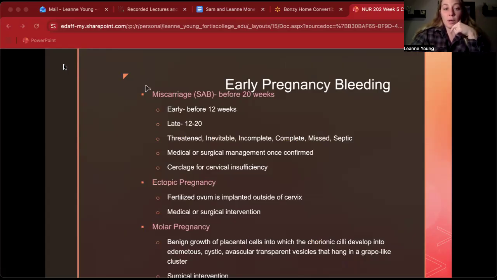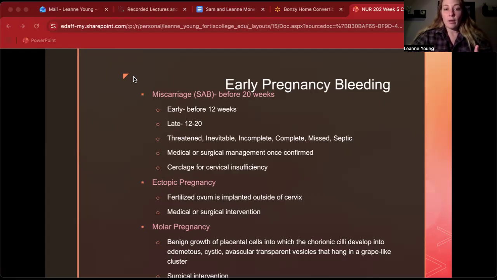So first, we're going to talk about a miscarriage or spontaneous abortion. This is defined as something that happens before 20 weeks, right? We talked about our gravity, parity, term, preterm, all of that. So we know anything after 20 weeks, we consider to be a stillbirth. Anything before 20 weeks, we consider to be a miscarriage or an abortion. So early miscarriage or spontaneous abortion happens before 12 weeks. Late would be 12 to 20.